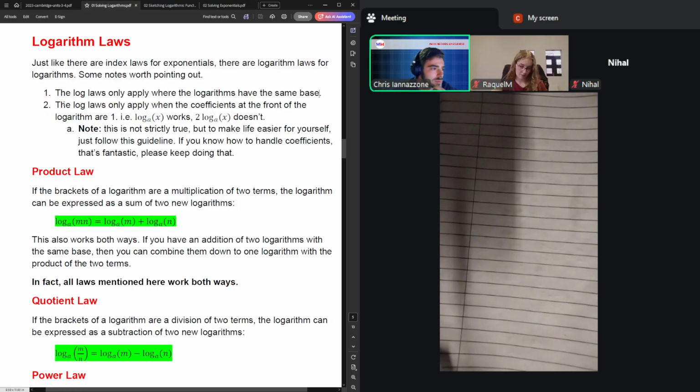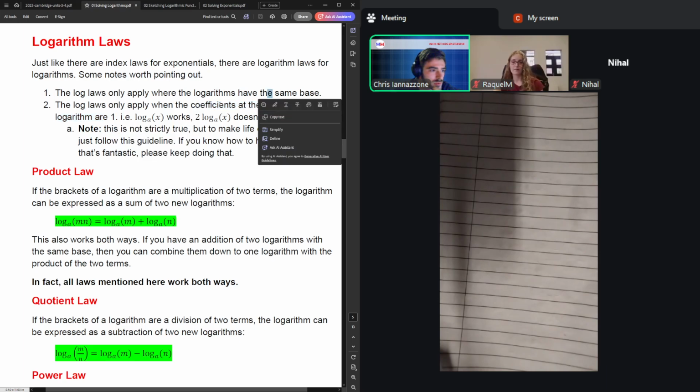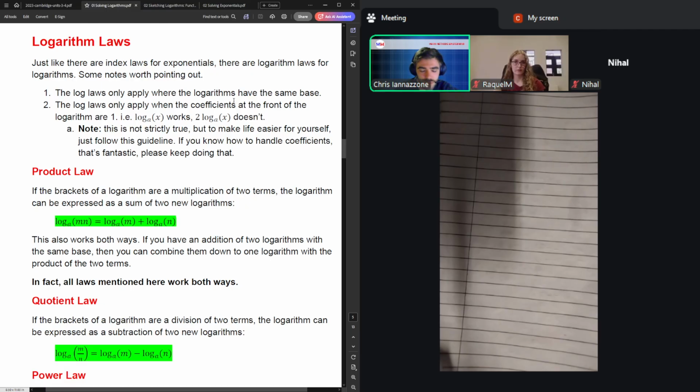The other thing worth pointing out, and this is not necessarily always true, but because you can have some workarounds, this is more so just to make life easier for yourself. If you see any coefficients at the front of your logarithm, try to rewrite it in a way where you don't have those coefficients. It's a very similar thing to when you're doing your index law stuff, right?